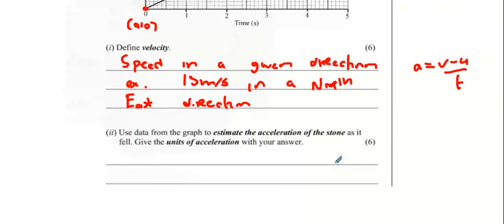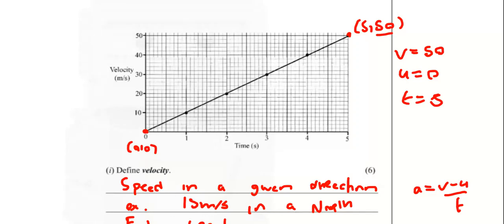So it's going to be 50 take away 0 over 5. And then 50 divided by 5 is 10 meters per second squared. If you take any 2 points like this, you'll get the same answer.